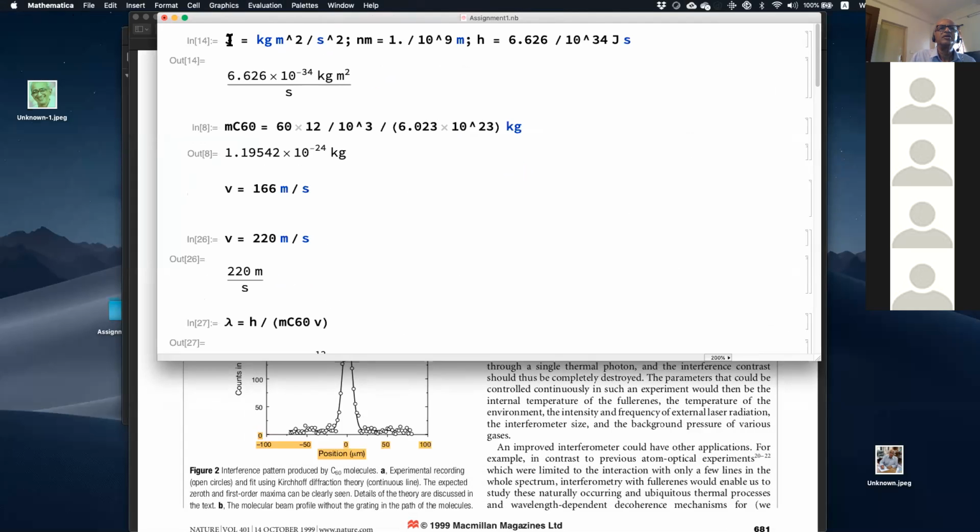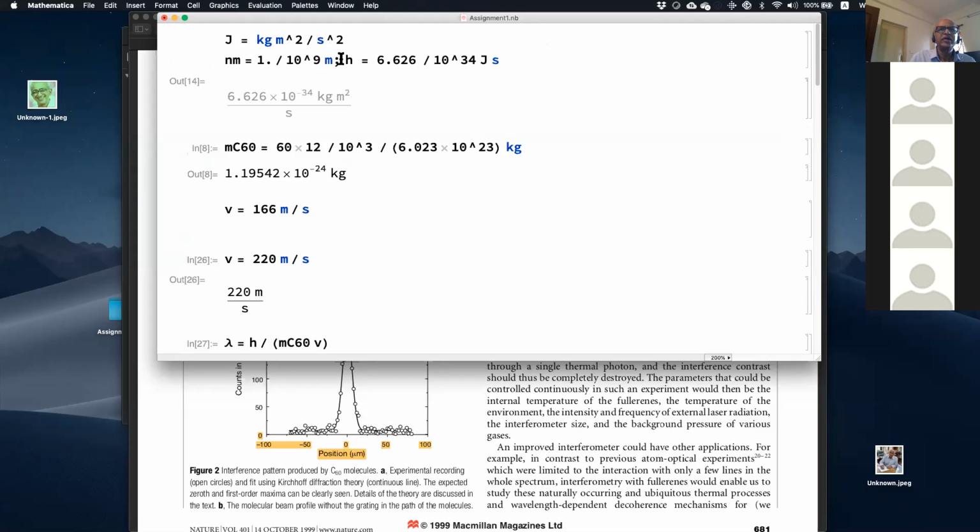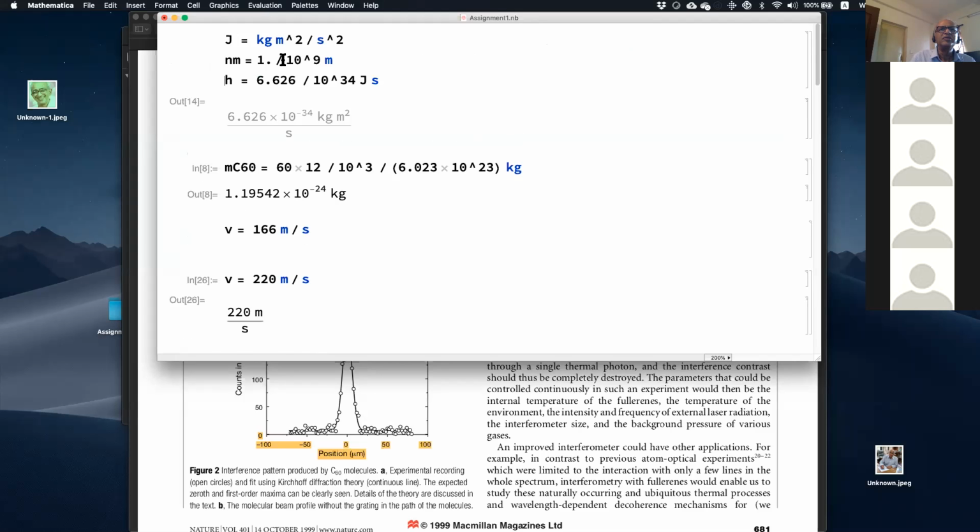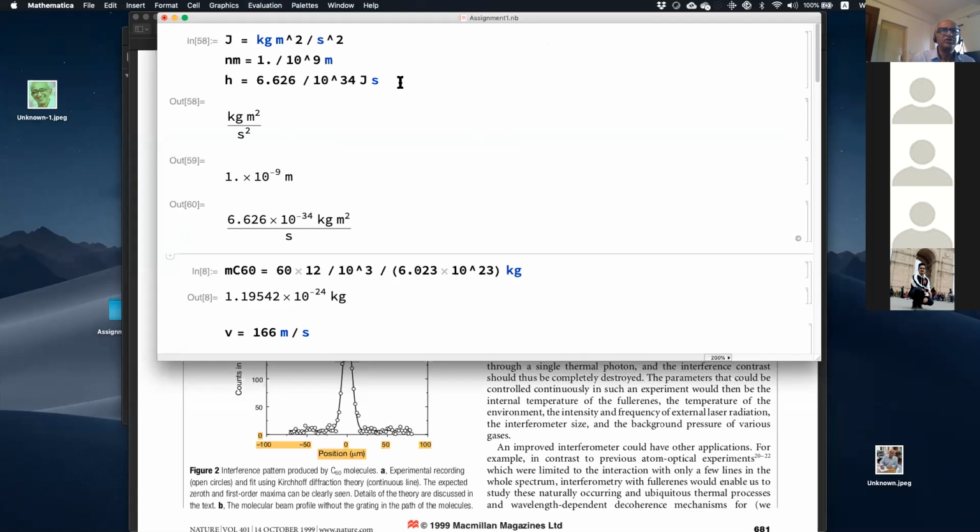For example, if you look at the first line, this is the definition of joule. Joule is kilogram meter square second minus 2. Then 1 second. And what do I mean by 1 nanometer? It is 10 to the power of minus 9 meters. And this is the value of h. h is 6.626 times 10 to the power of minus 34 joule seconds. Is that fine? Yes, sir. Okay, so I do the calculations.